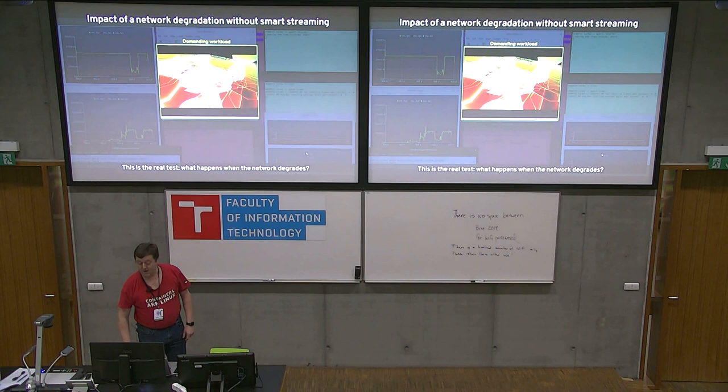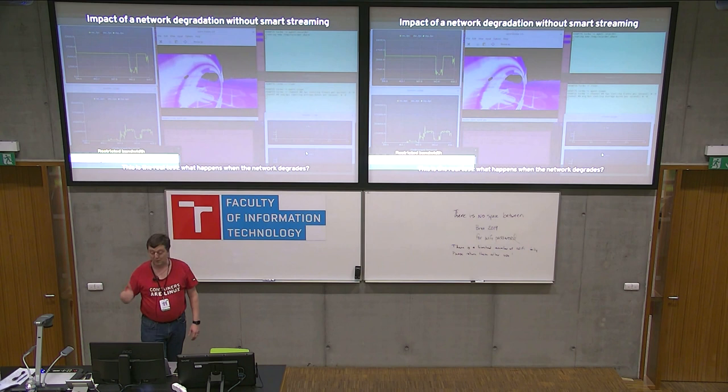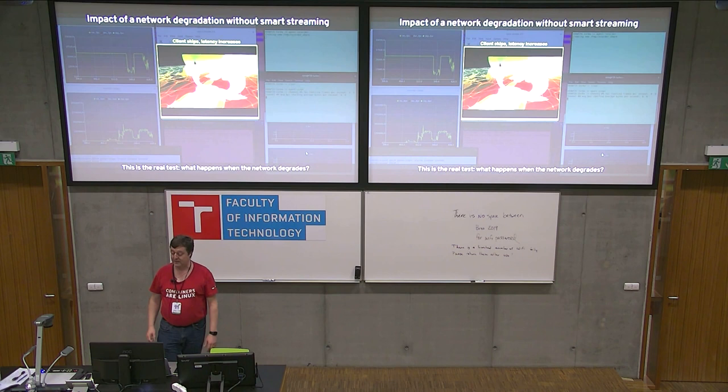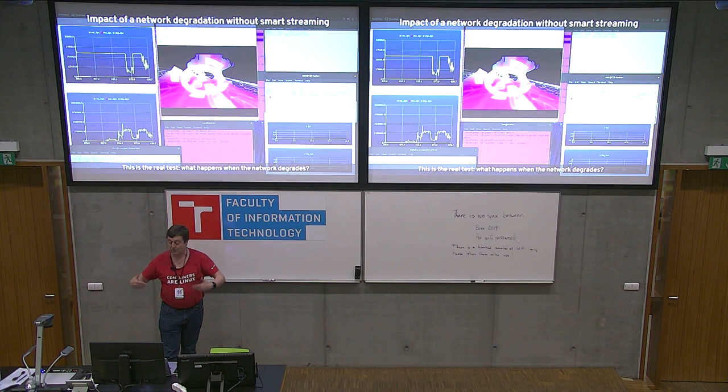Now, let's try to have a network degradation. So it's a demanding workload here, which is both fast and changes all the screen. So it uses a lot of bandwidth and requires high FPS. That's a real test. And what we see there is that basically now the network is limiting, so the client skips. That's what I showed earlier, except there it's a real workload, and you see it in real time. So that's not really usable.